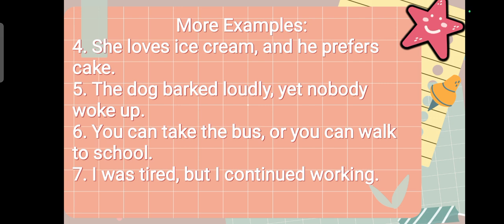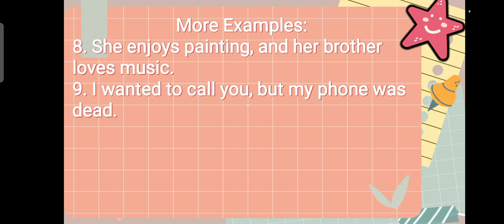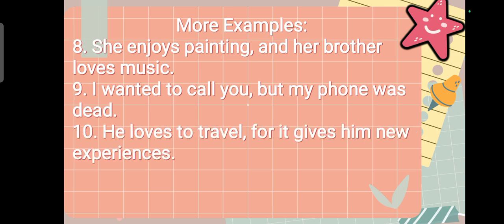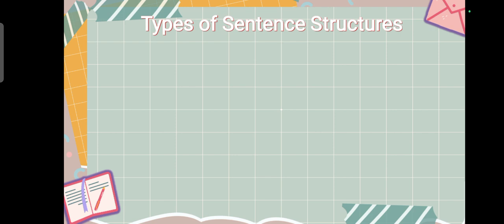Seven, I was tired but I continued working. Number eight, she enjoys painting and her brother loves music. 9, I wanted to call you but my phone was dead. 10, he loves to travel for it gives him new experiences. Okay, you've already learned the compound sentence, so let's jump now to the third one. The third one is the complex sentence. So, what is a complex sentence?